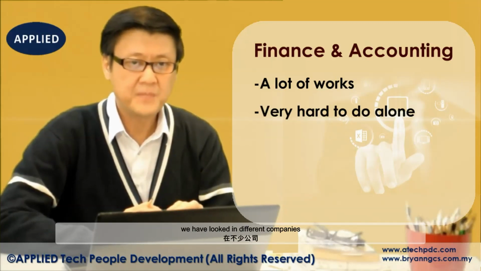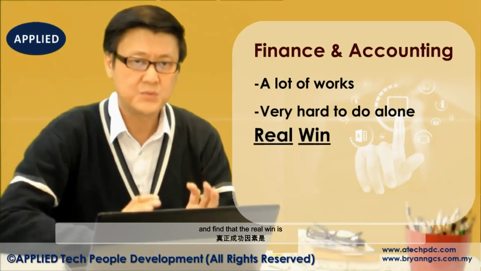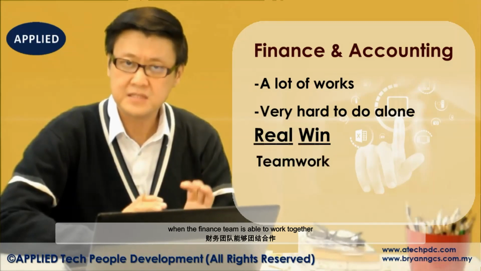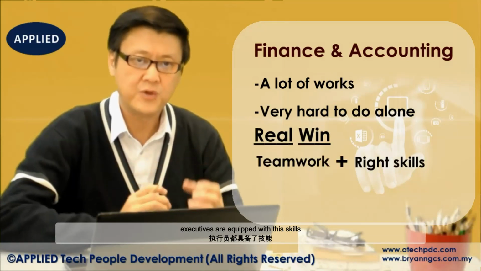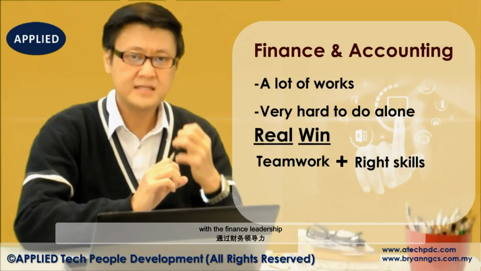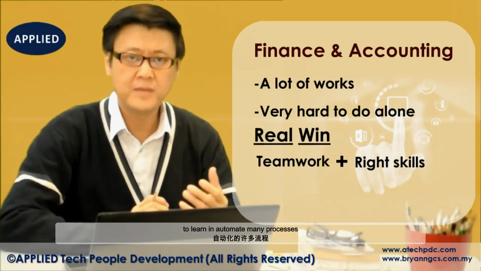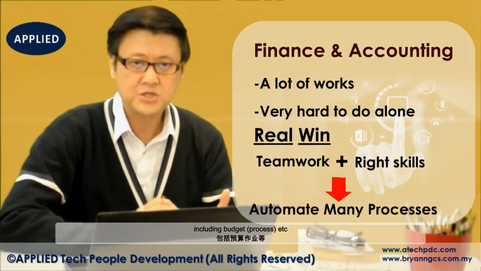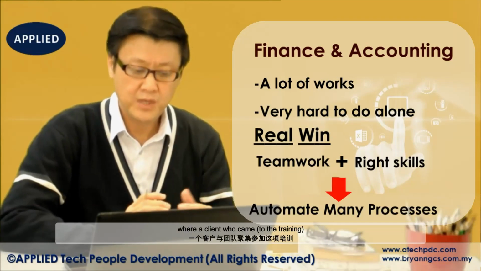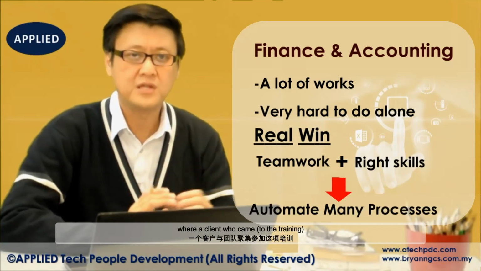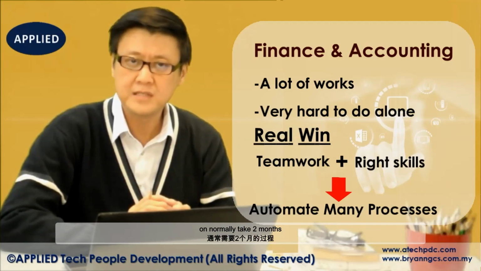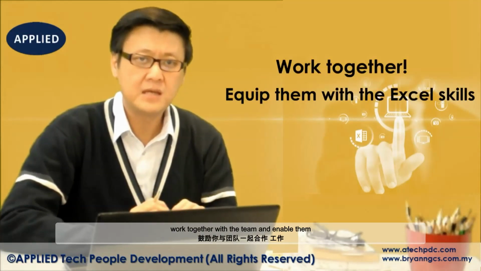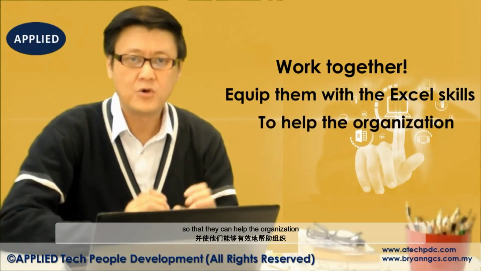We have worked with different companies and we find that the real win is when the finance team is able to work together. When the supervisor and the executive are equipped with these skills, then together with the finance leadership, the team can automate many processes, including budgeting. There was a case where a client came together with the team and they successfully cut a budgeting process that normally took 2 months down to 3 weeks. So work together with your team, enable them so that they can help the whole organization.